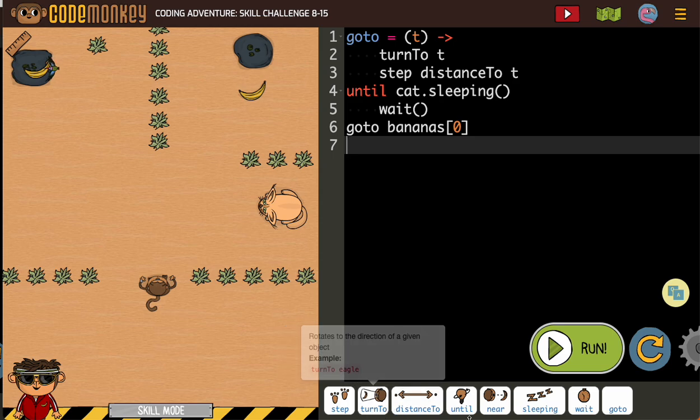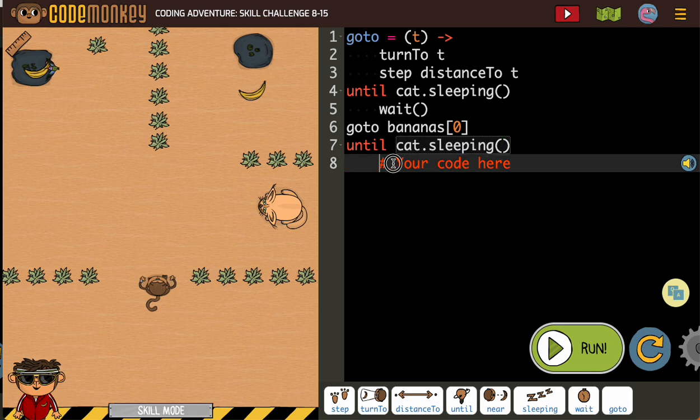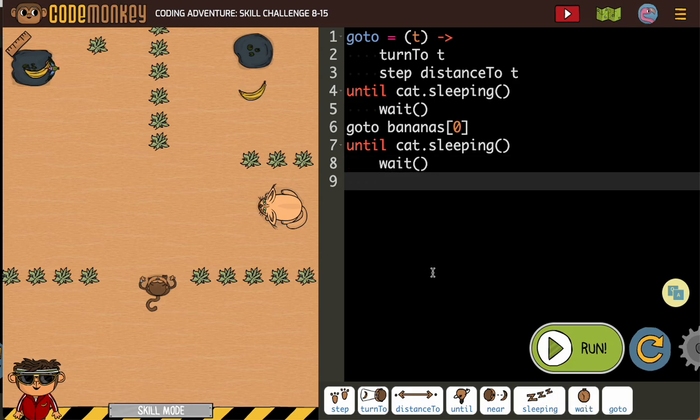So before I forget, let me put until cat sleeping, because that part I'm sure about. So we can't go anywhere until the cat's asleep. Now, then we're gonna go to, what have we got here? Push zero, and that is push 15. Wait, that wasn't, yeah, that is push zero.